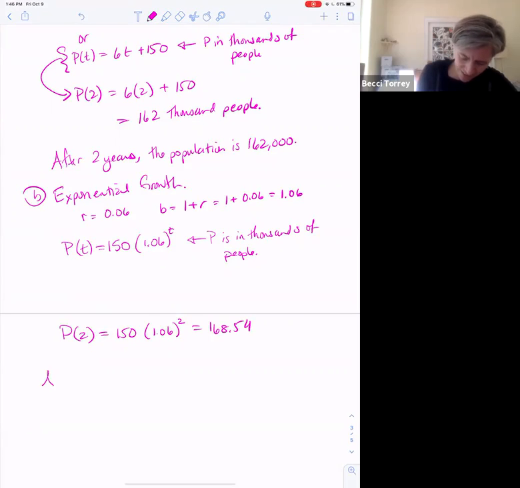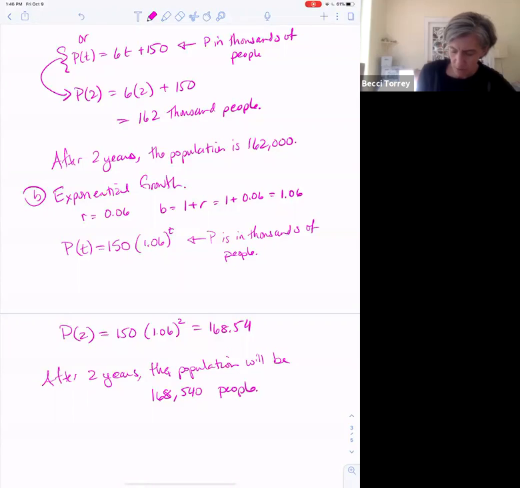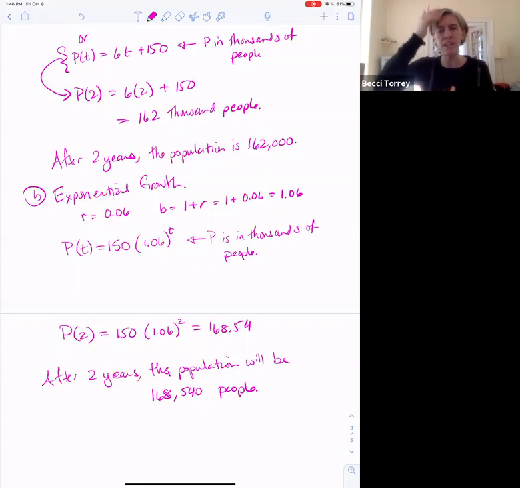So again, we would write a sentence: after 2 years in this exponential model, the population will be 168,540 people. So we can see that it is in fact growing faster. And if you went even a few more years out, you'd see that difference really start to be strikingly different.